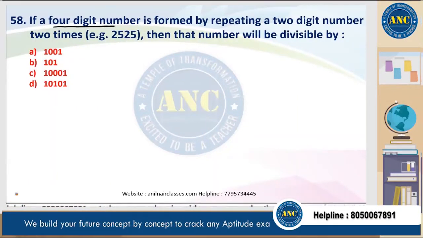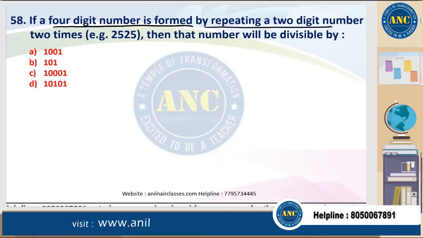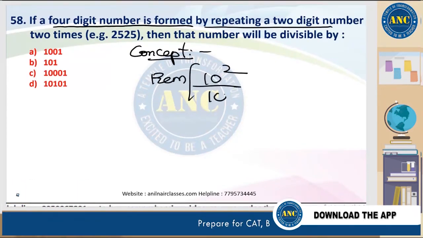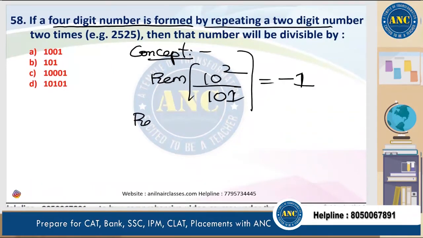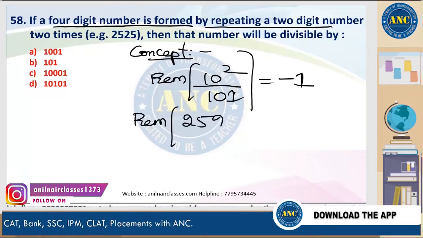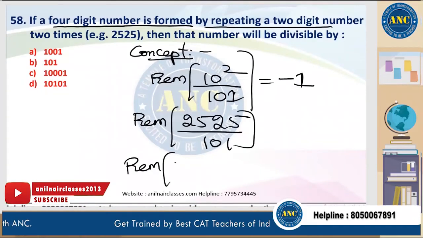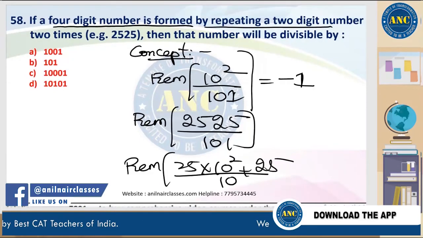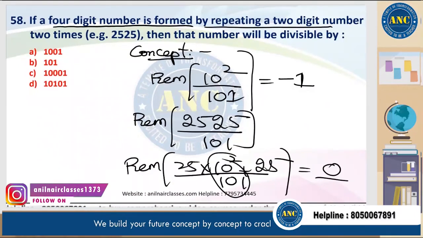If a 4-digit number is formed by repeating a 2-digit number 2 times, concept. See here. Reminder 1: 10^2 divided by 101 is 100 divided by 101, which is minus 1. Suppose the question is 25 divided by 101. This can be written as 25 into 10^2 plus 25 divided by 101. This is minus 1. Minus 25 plus 25 is 0.